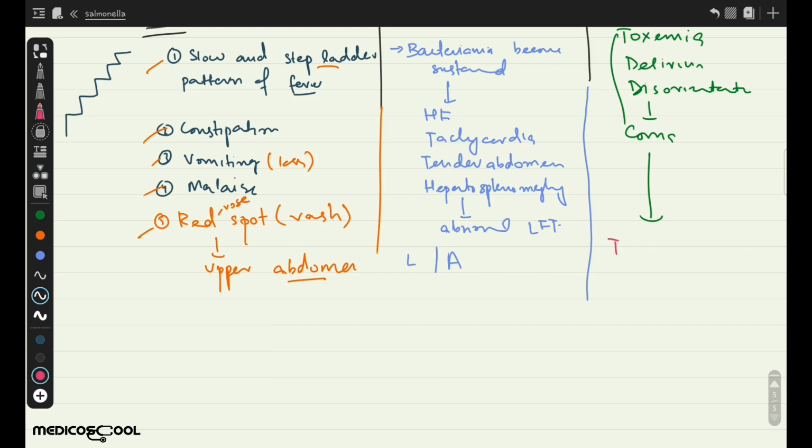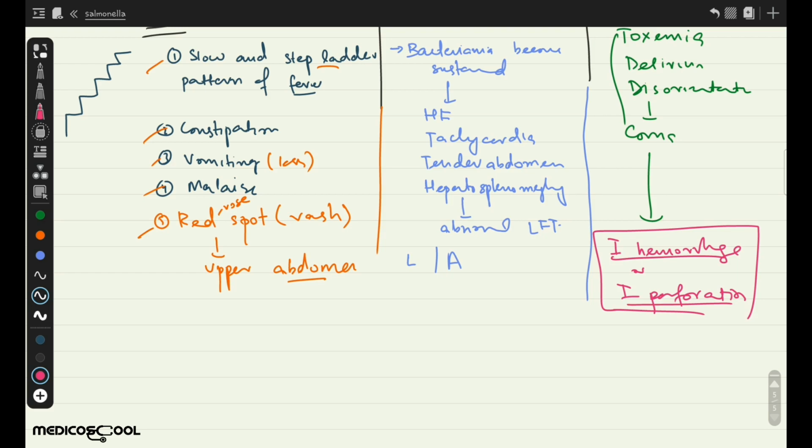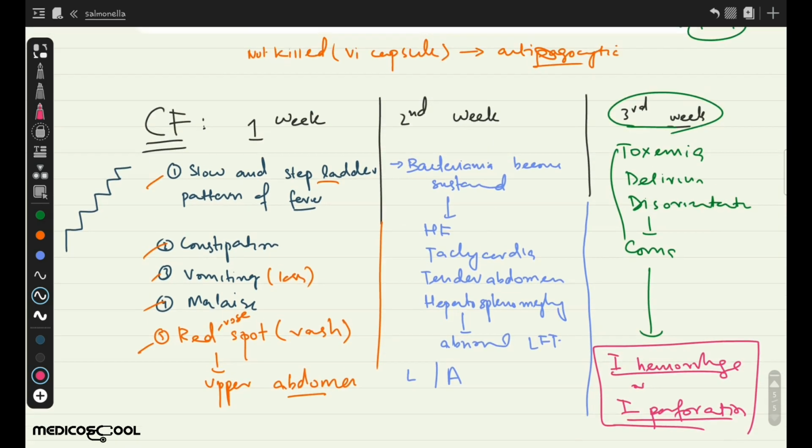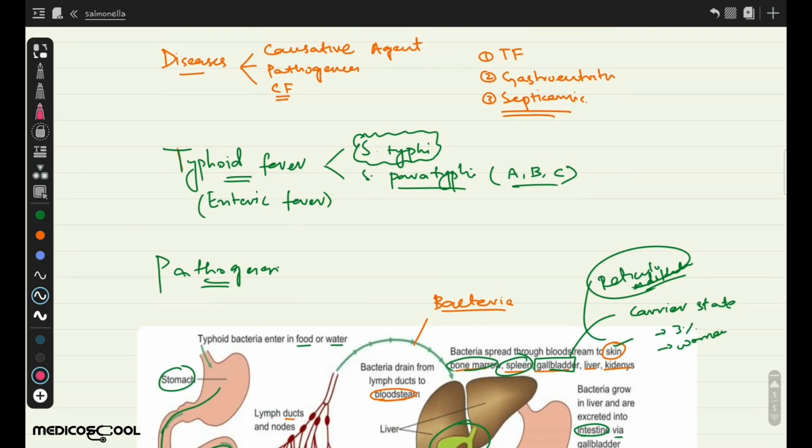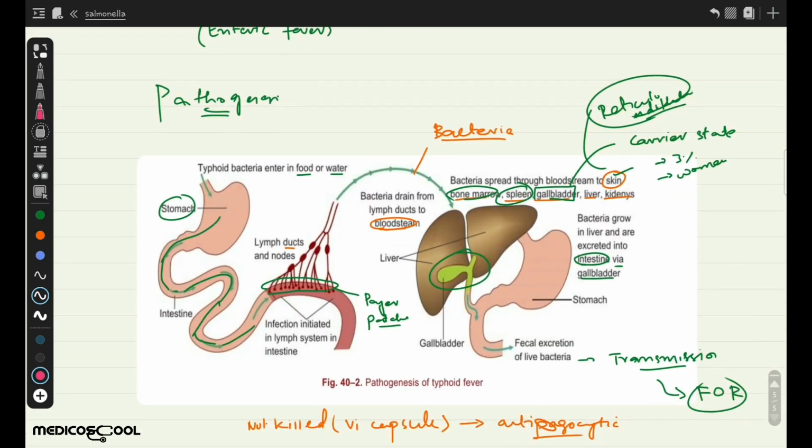like intestinal hemorrhage or intestinal perforations. So if it is left untreated in the third week, then it can lead to complications like intestinal hemorrhage and intestinal perforations. So these were some clinical findings, the pathogenesis and the disease and the causative agent of typhoid fever.